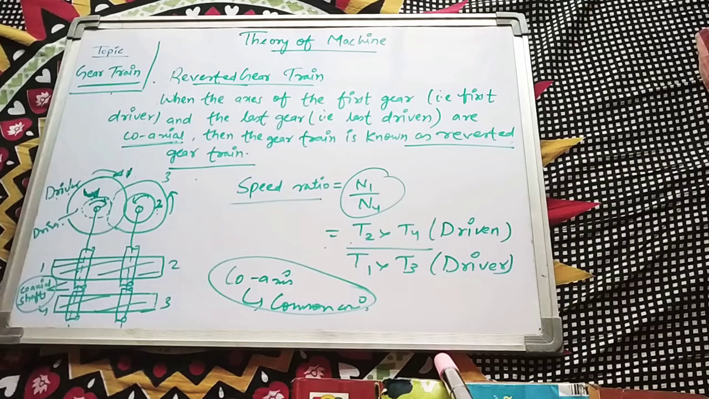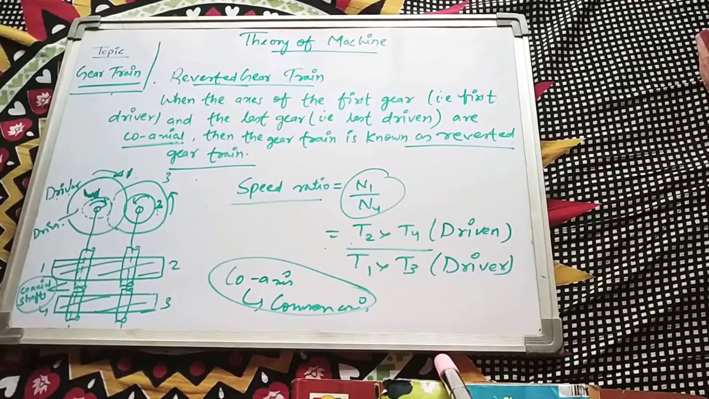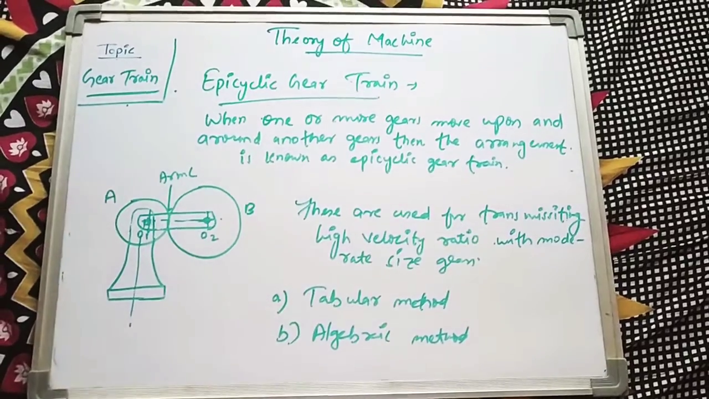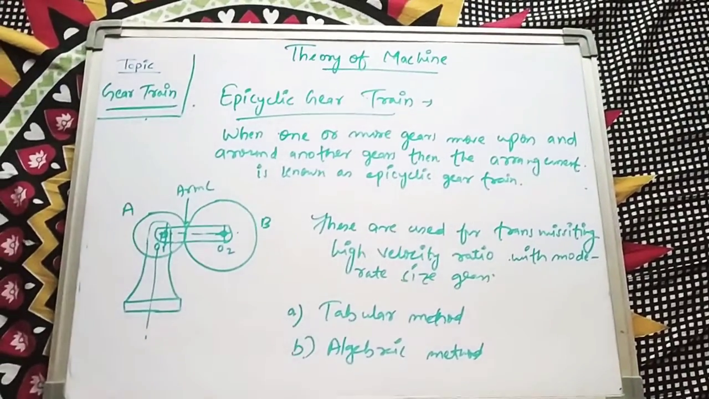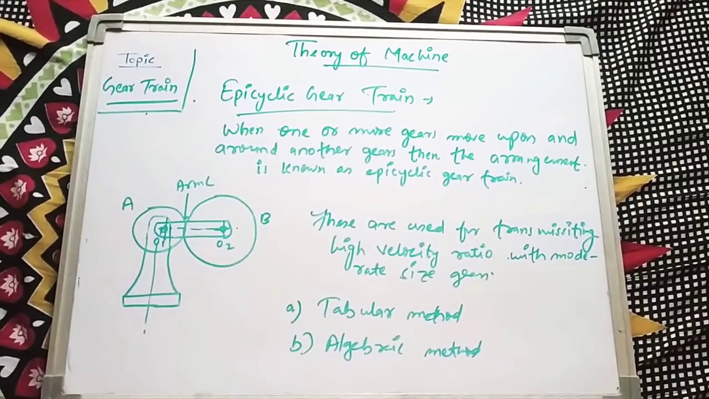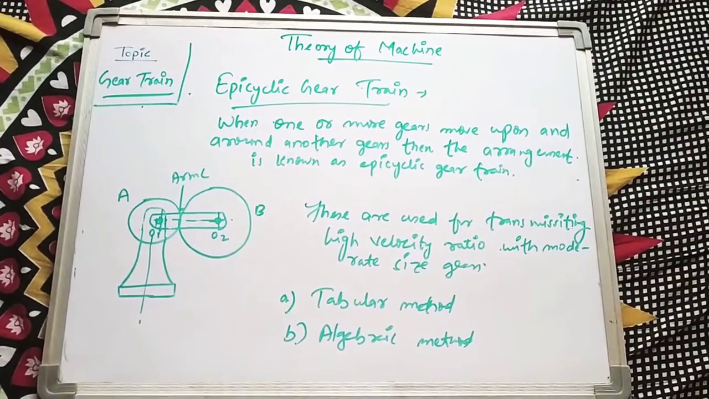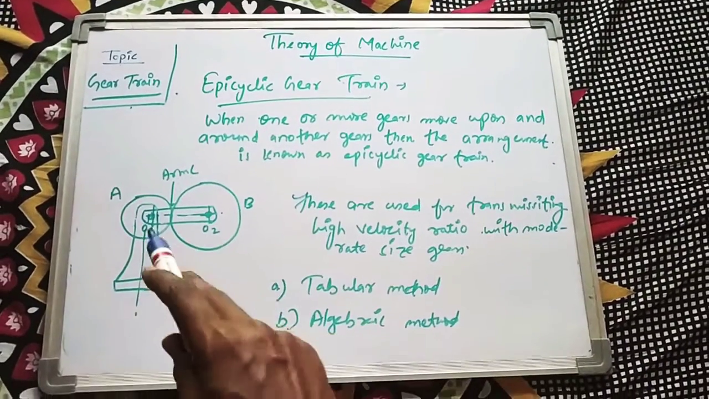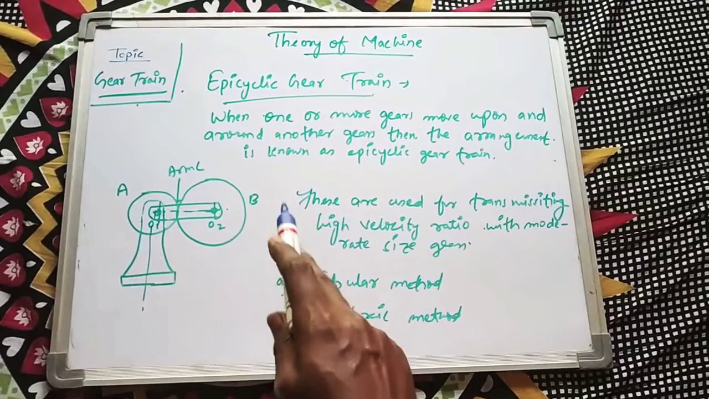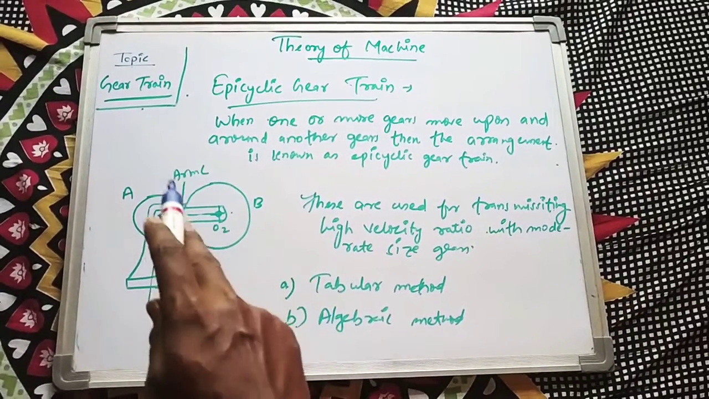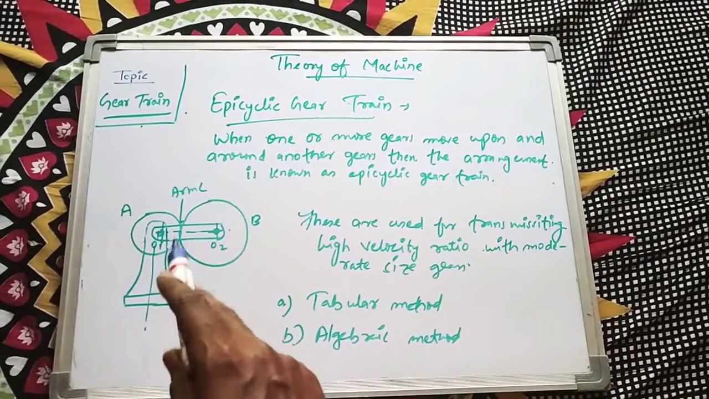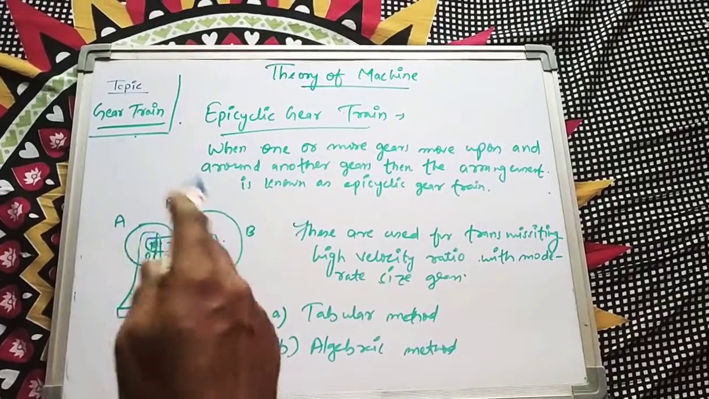I hope you understand this case also. Now coming back to the last one, that is the epicyclic gear train. So what is an epicyclic gear train? When one or more gears move upon and around other gears, the arrangement is known as an epicyclic gear train. In the figure you can see there is one gear A, another gear B, and in between those gears an arm is fixed, that is C, so the gear B can move around and upon gear A.